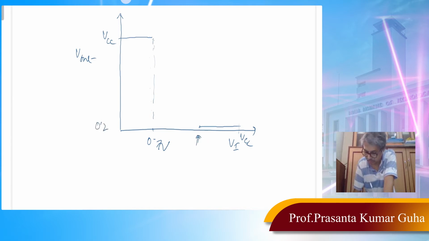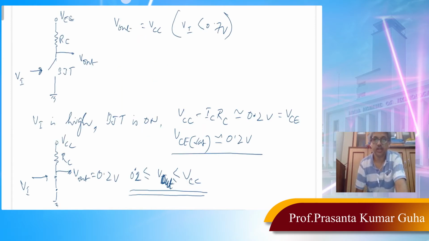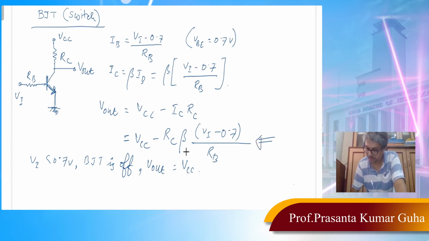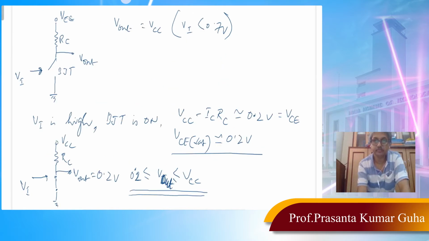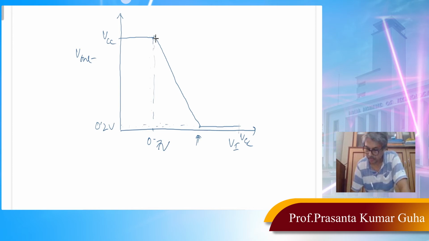So this is your 0.2 volt, and between these two, if you try to plot the relation between Vi and V out from this expression, you will see that within that region V out is varying with V in linearly. So this is your transfer characteristic.